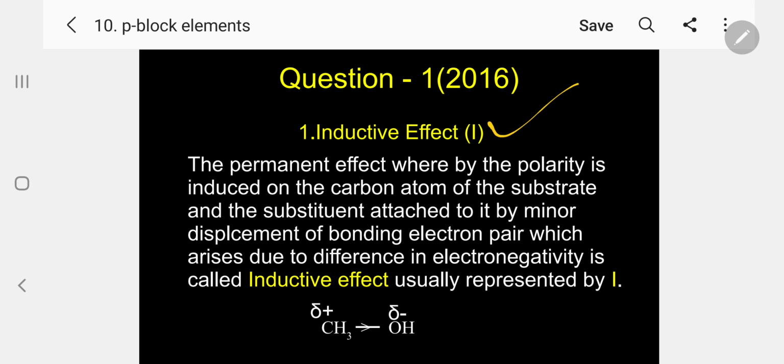Actually, this comes under organic chemistry. Let me define. The permanent effect whereby the polarity is induced on the carbon atom of the substrate and the substituent attached to it, a minor displacement of bonding electron pair which arises due to difference in electronegativity, is called inductive effect, usually represented by I. So this is given for organic, where they are considering carbon as the central atom, but in this example chlorine is the central atom. That is the only difference.